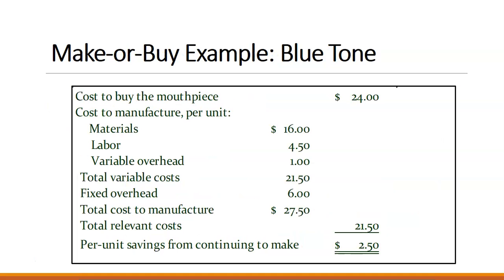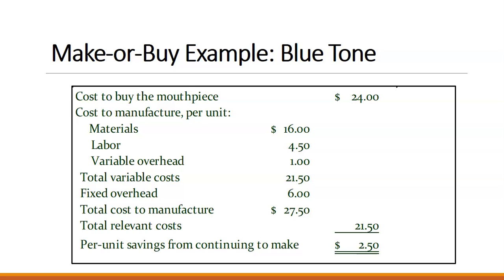Our relevant costs then are that it costs $24 to buy the mouthpiece from an outside vendor, or it is $27.50 to manufacture. Our total relevant costs are $21.50. The per unit savings from continuing to make this are $2.50.